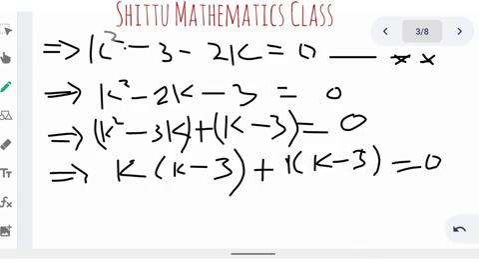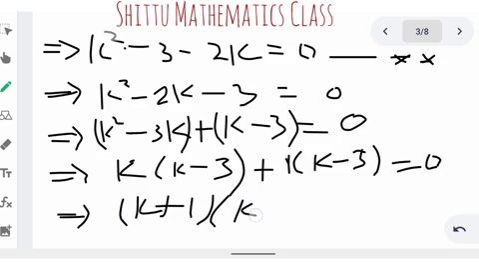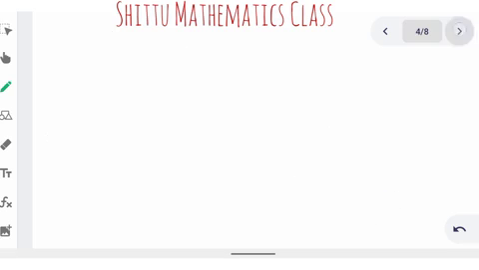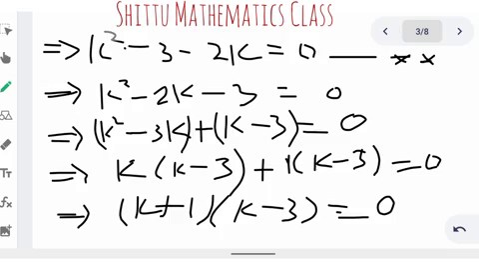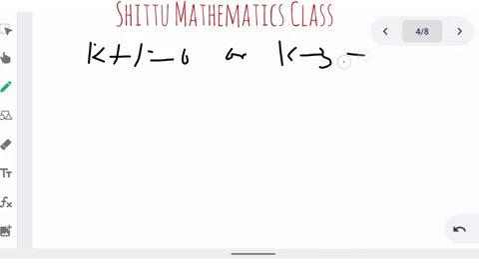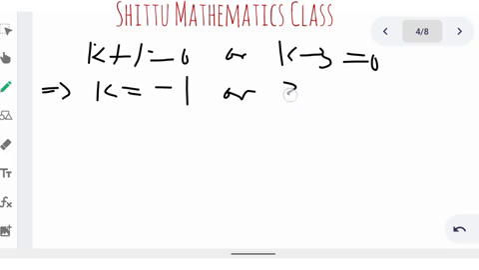So now from here, we can have k plus 1, k minus 3, equals 0. Are you getting it now? So from here, we can have k plus 1 equals 0, or k minus 3 equals 0. From here, we have k equals minus 1, or k equals 3.